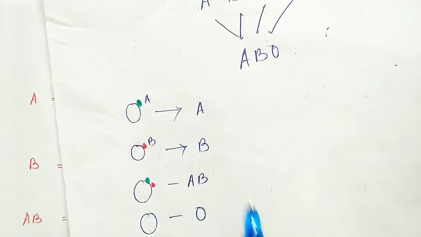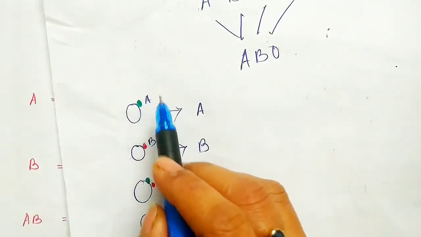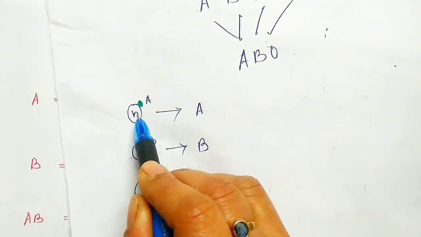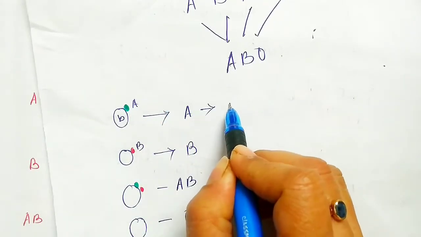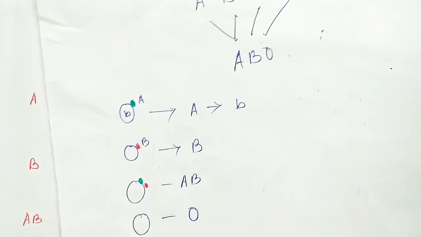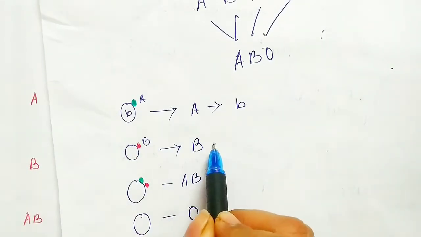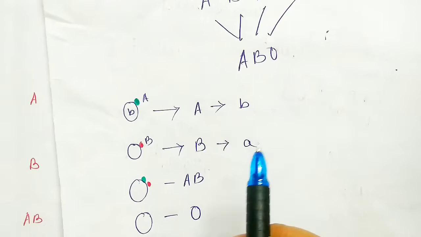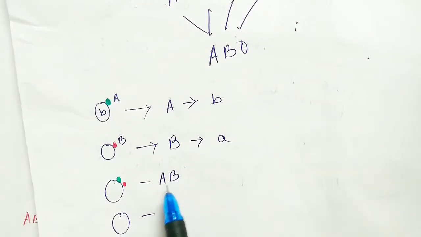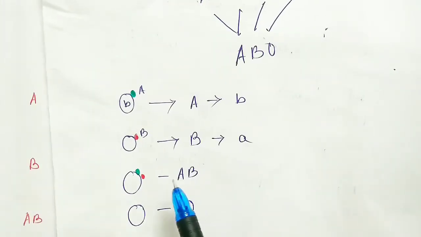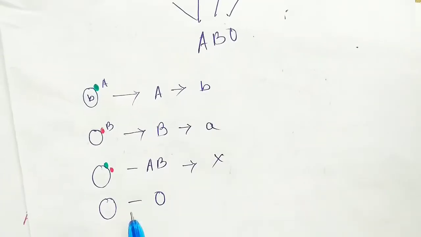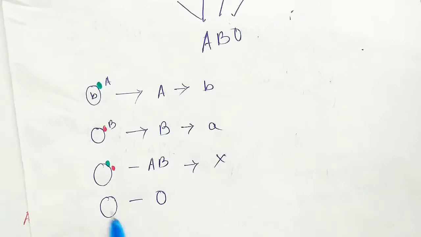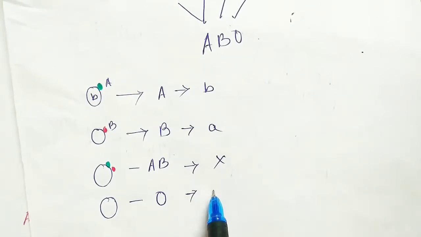In the A blood group, where the antigen is A, the antibody will always be b. When the antigen is B, the antibody will always be a. Then in AB, two antigens are present, so no antibody will be present. And in O blood group, where no antigen is present, both types of antibody, a and b, are present.